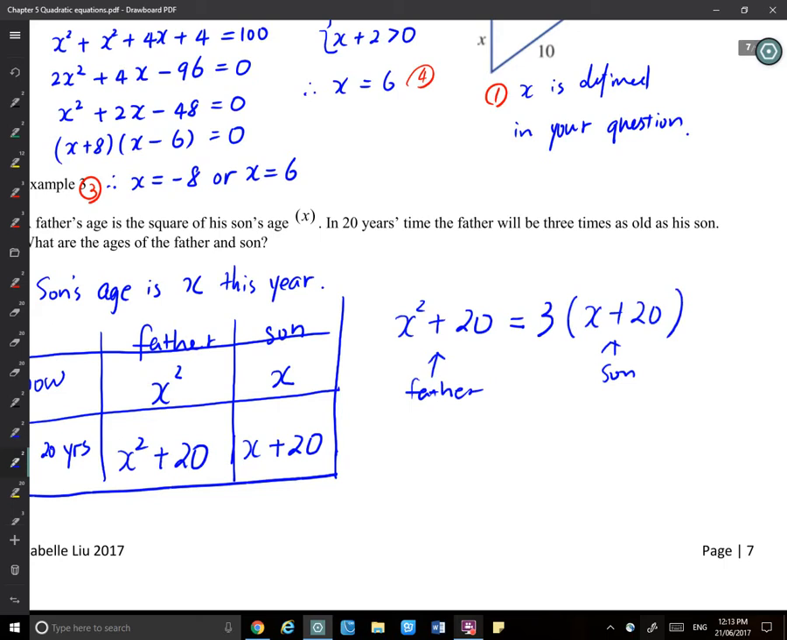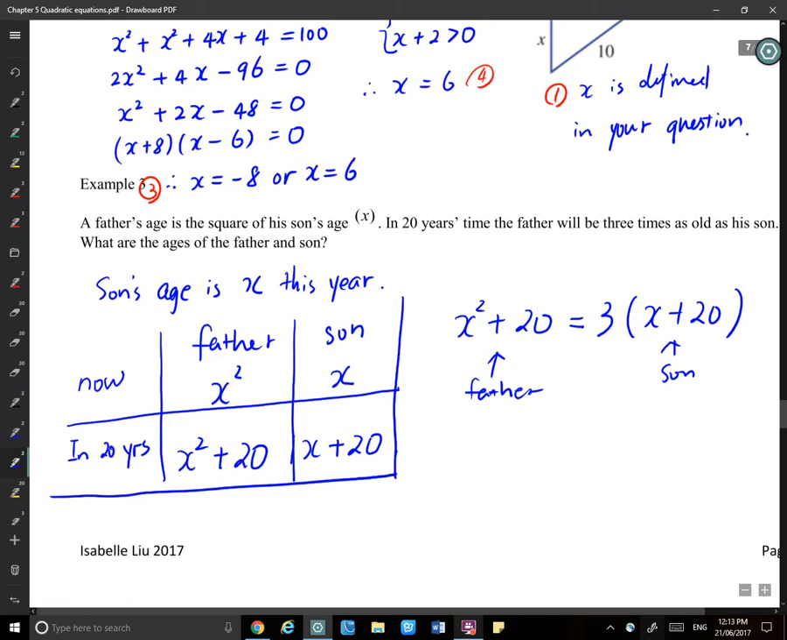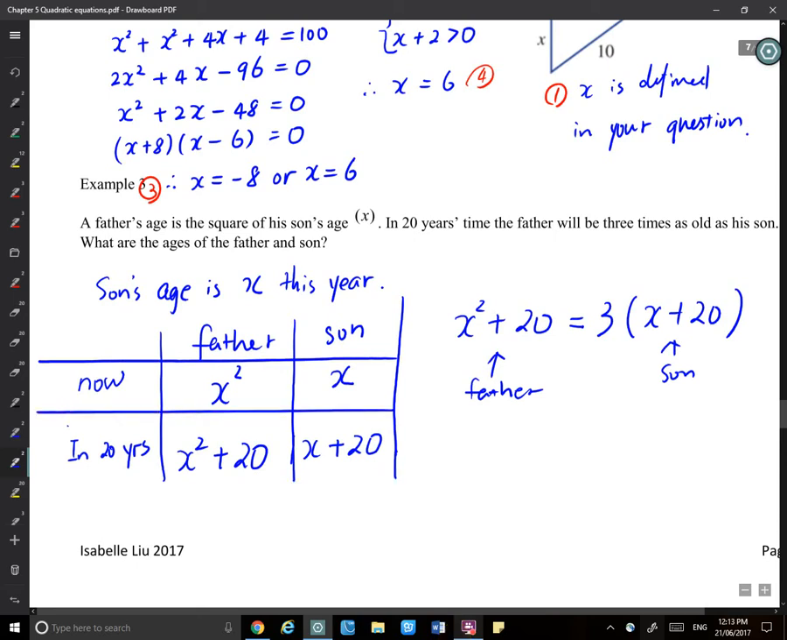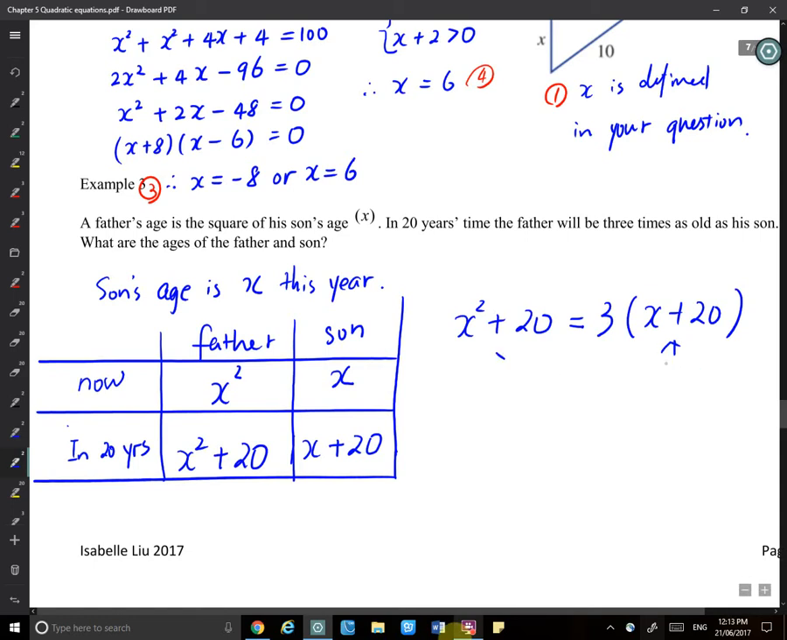That's what you need to think. Every time there's a question that talks about age, just think about how many points of time it mentions. Like in this question, it mentioned in 20 years and the current age. So you have 2 rows and two people's ages listed in the columns, and you figure out the representations in terms of x for all these boxes, and then try to set up an equation. So that's the equation we have.